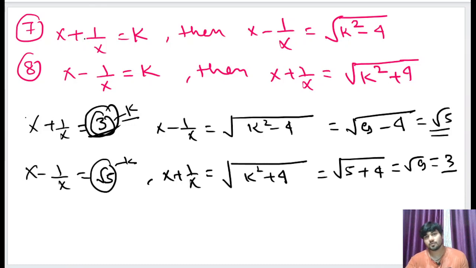To remember this formula, you will have to keep in mind that when it is given as plus and it's asking for minus, then in the formula also the sign is minus. And when it is given as minus and you need to find plus, in the formula also the sign is plus. Only this thing you need to remember and you need to mug up.